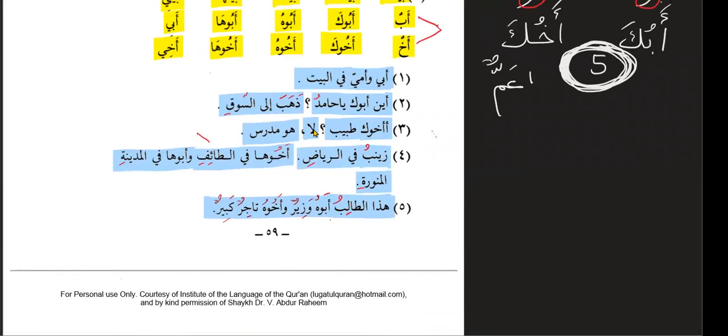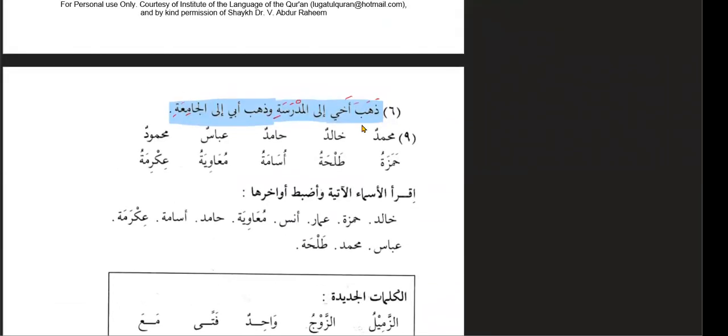جميل. So that was concentrating on the words abun and akhun and how it changes from a wow or an ow. A wow is added to the word for ease. جميل. So we have Exercise 9. We have محمد خالد حامد عباس محمود. Then we have حمزة طلحة أسامة معاوية عكرمة.